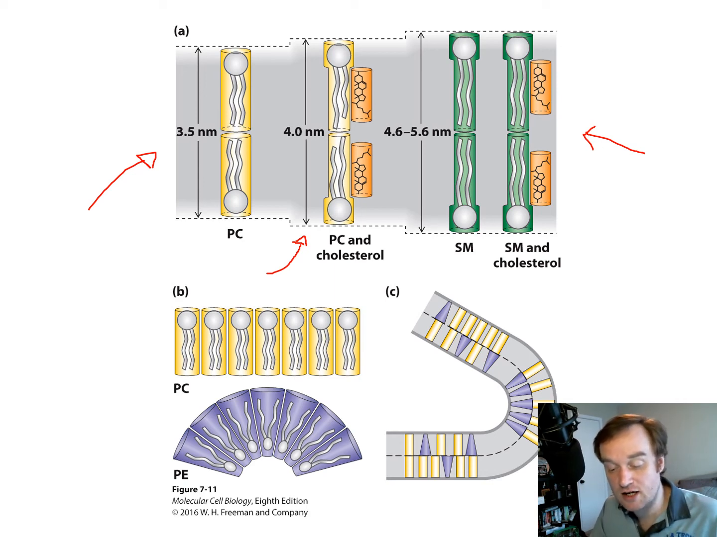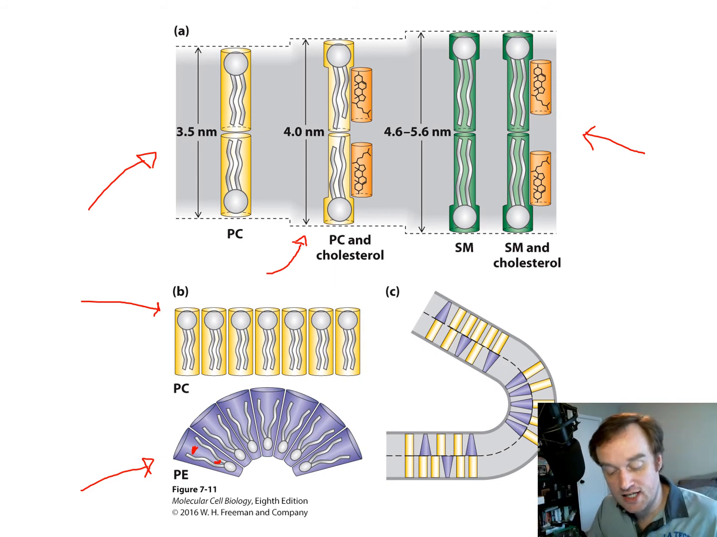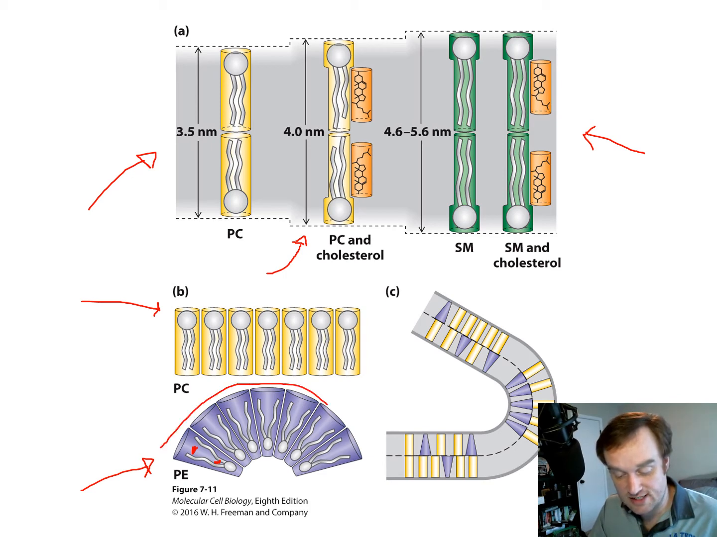In terms of PC, they have this cylindrical shape here, as you can see, and that makes it so they form very flat monolayers. And if you compare that to PE, they form these cone shapes, right? So the tails are wider at their ends than they are at the polar heads. So they're that cone shape. And when you put many of these PE together, they form this natural curve, as you can see here.